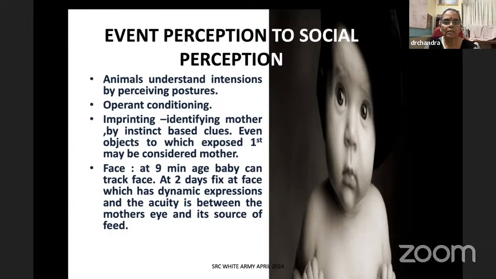And at 2 days, the baby fixes on a face which has dynamic expressions. So the mother will be showing so many expressions, love and all those things, and those expressions are recognized within 2 days. The acuity at that time is about 30 centimeters, which is equal to the distance between the breast of the mother and the face of the mother. So where is this milk coming from? So you know that this is my mother.